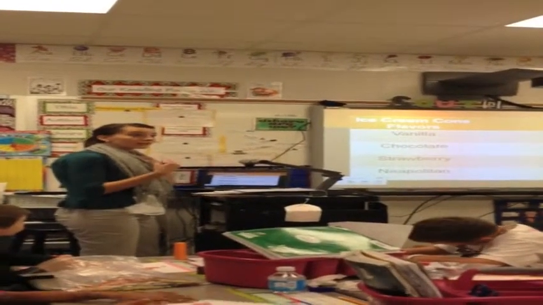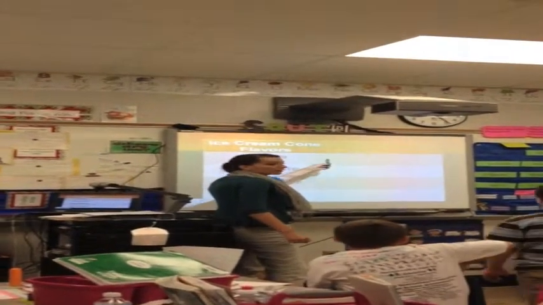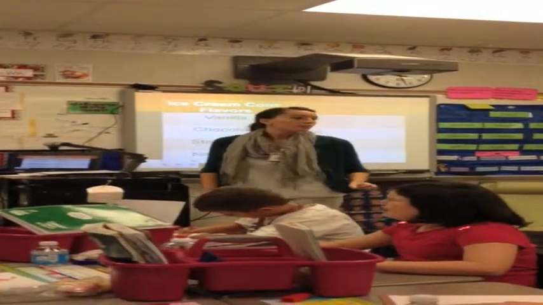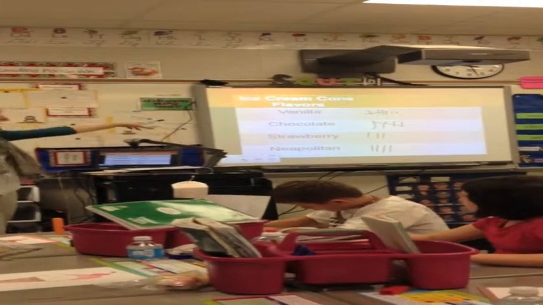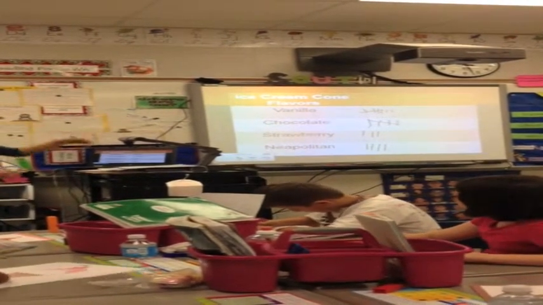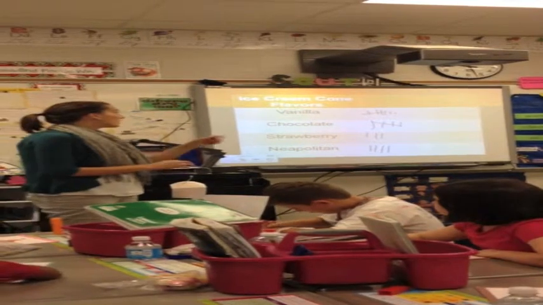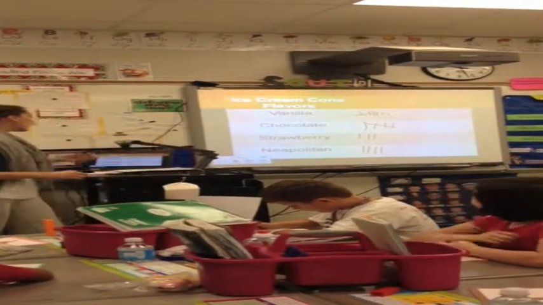Remember, eyes up here. If you colored your cone vanilla, raise your hand. Come up here if you colored your cone vanilla. You're going to put a mark in the vanilla. Just put a tally mark. Eyes up here. Put your crayons down and look at me. You don't need to color anymore. So this is our data. So we asked a question and we put our data and our tally marks up here.